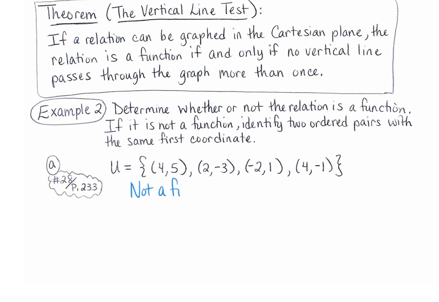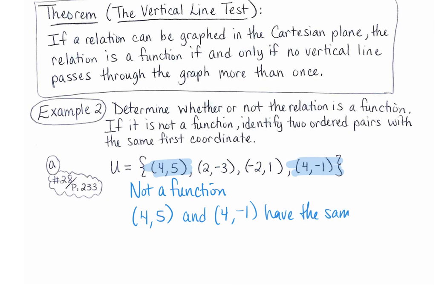You both are correct. It's not a function because (4, 5) and (4, -1) have the same first coordinate. So not a function, we have to identify two ordered pairs with the same first coordinate. So we identify (4, 5) and (4, -1) have the same x value or first coordinate. Very good.